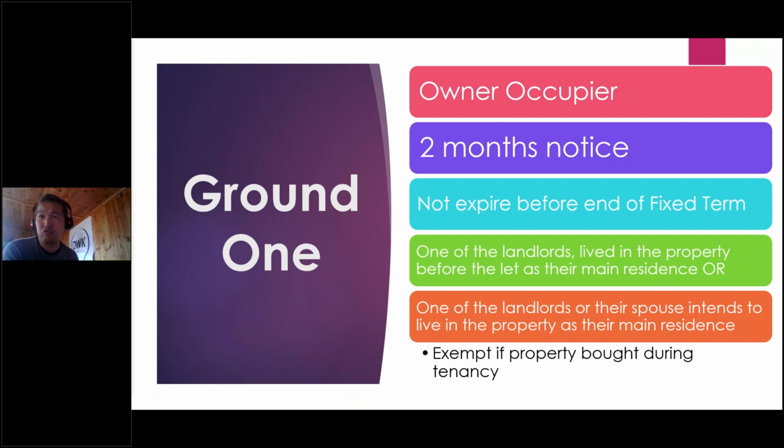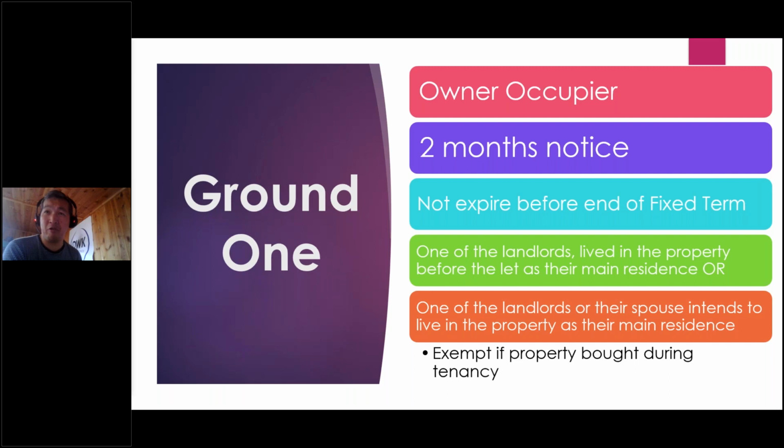But I think electoral roll, council tax, bank statements being sent there. I'm trying to think of other things which maybe you can think of as I'm discussing this, but that would probably be sufficient for me to say that you could convince a judge that you lived there prior as your main residence.